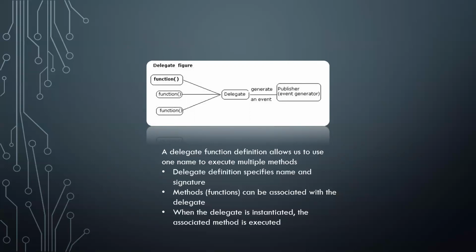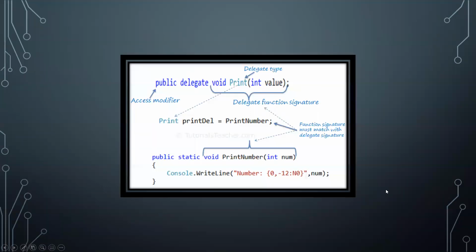With our click event, our delegate function allows us to use one name. So we can see that we can have multiple methods associated with a delegate. The way we use delegates with the Windows form, we only have one method associated with our delegate. But when that delegate is instantiated, the associated method is executed.